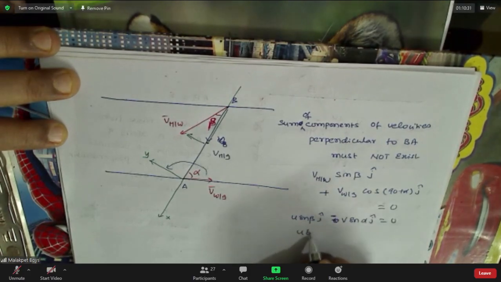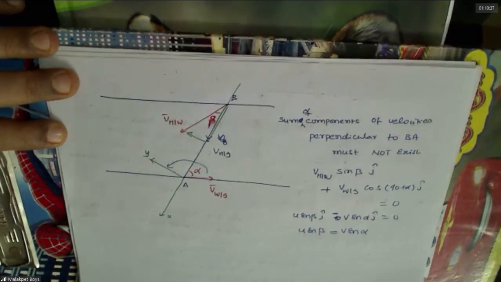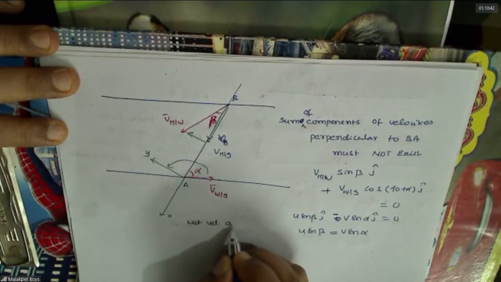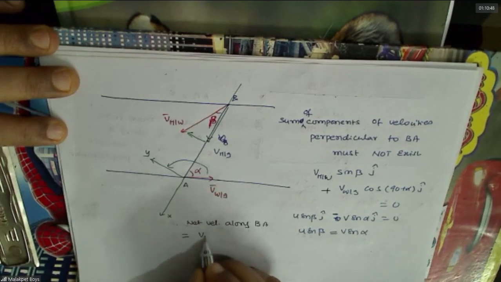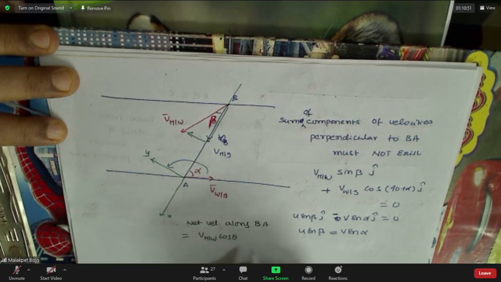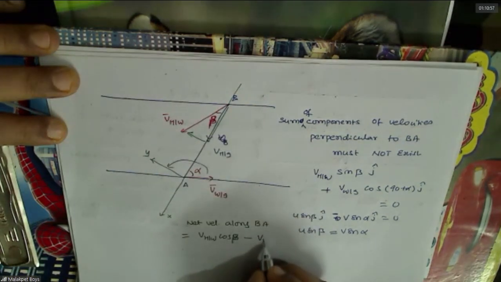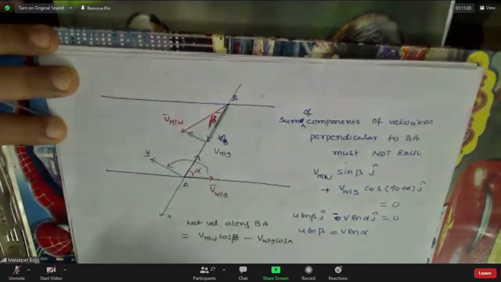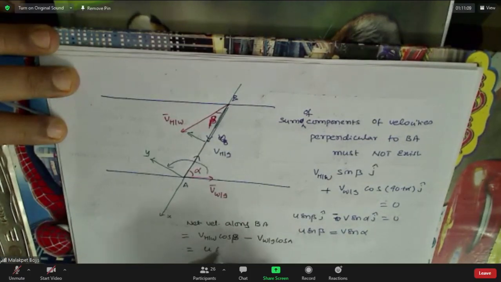That means again the same thing. U sine beta equals V sine alpha. Do you agree with this? So now we have for net velocity along AB, it is nothing but U cos beta in this direction, minus, because this is the component, this is the other component. Followed this? Yes, sir. Minus water's component.